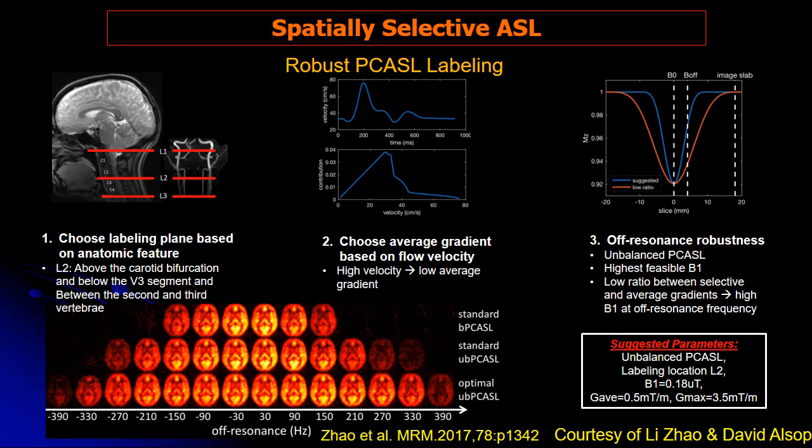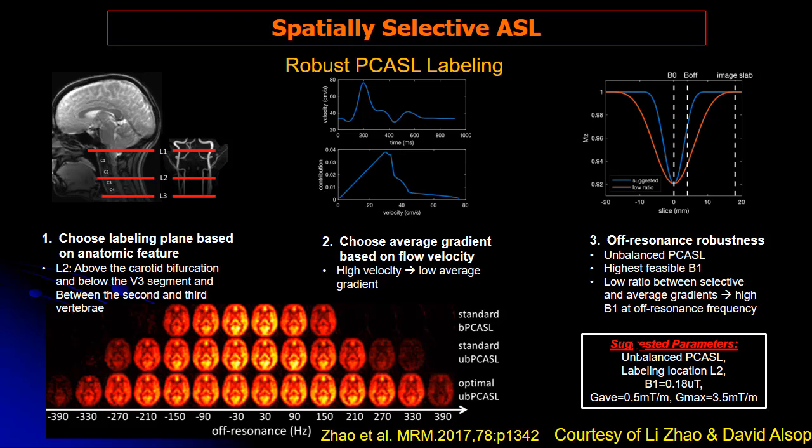So to reduce these sensitivities, David Aesop's group very recently made a study to optimize their labeling schemes. In their study, they suggested that it's better to use an unbalanced PCASL. And the labeling location should be around L2, which is above the carotid bifurcation and below the V3 segment and between the second and third vertebrae.